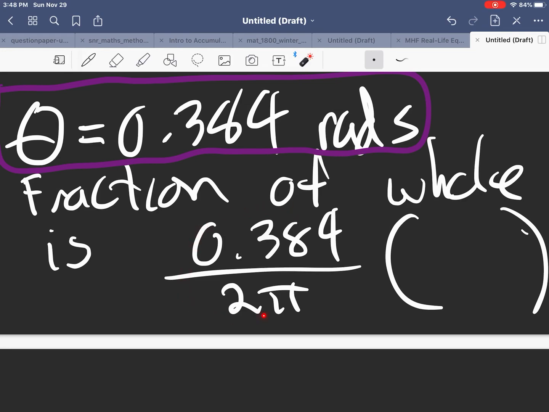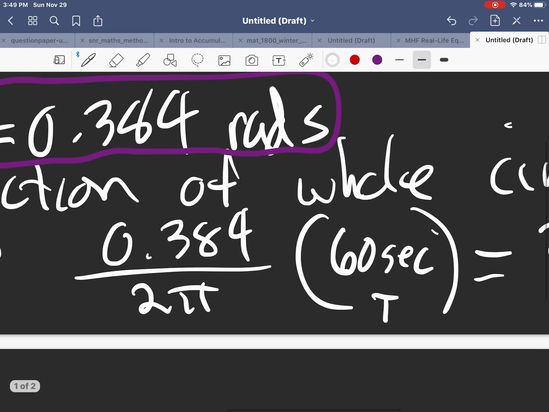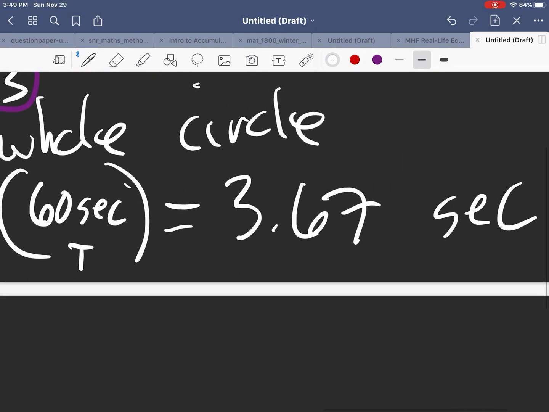Now that's the fraction of the circle that we go through in that interval. Now I have to multiply that by the period, by the 60 seconds it takes to go around the whole circle, multiplied by 60 seconds, which is t. I'll just put the t underneath that to help you. So that tells us how many seconds we're in that small angle, and what it works out to is 3.67 seconds.